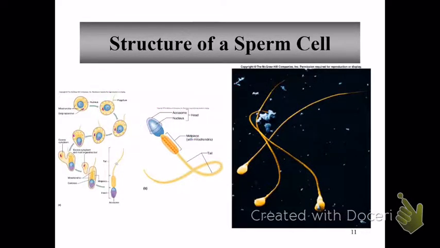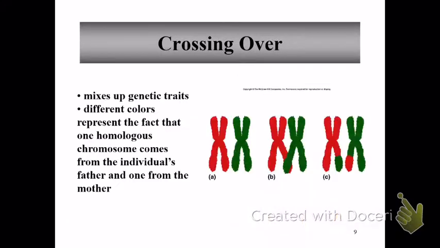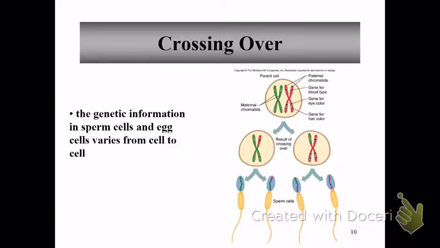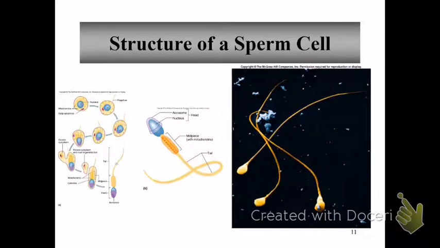Okay, so let's flash back and look right here. Remember we talked about this? This is where the crossing over is. Crossing over happens in meiosis, and we already know meiosis, crossing over, increases genetic variation. So we got that all covered. Okay, there's your crossing over again. And we said right there it says the genetic information in sperm cells and egg cell varies. It's different. That's why my sister and I are so different.